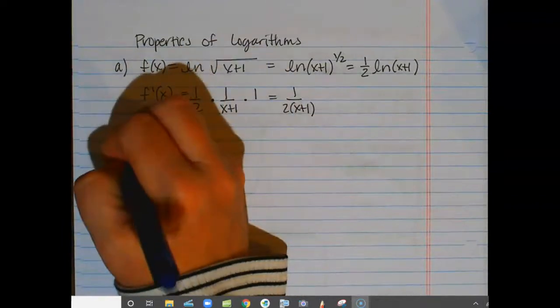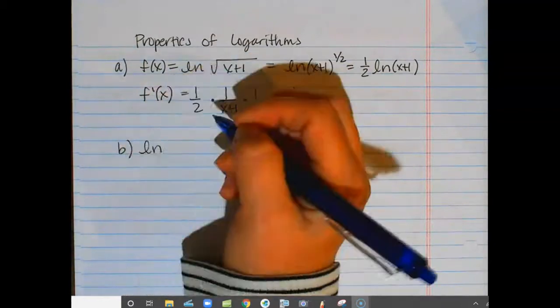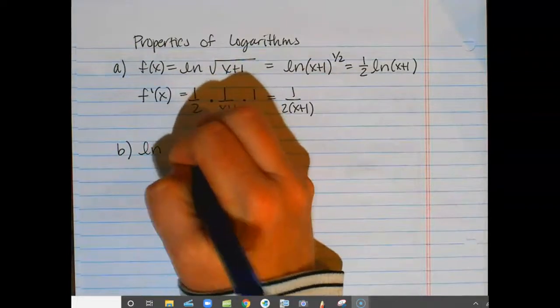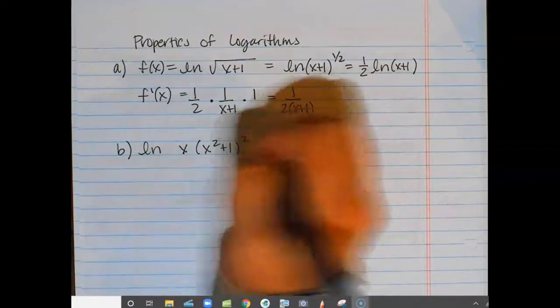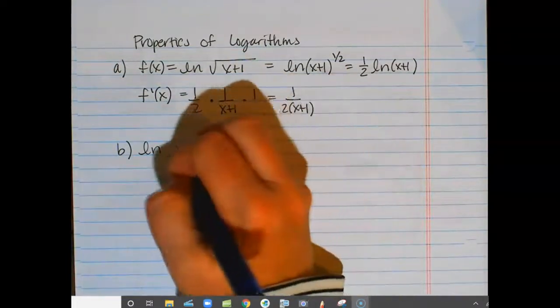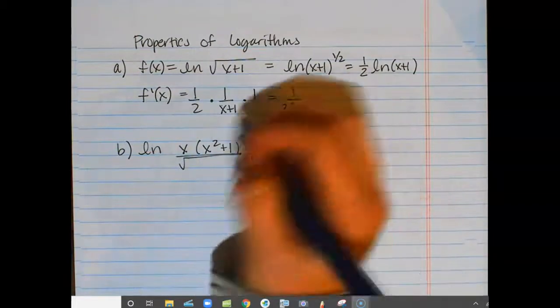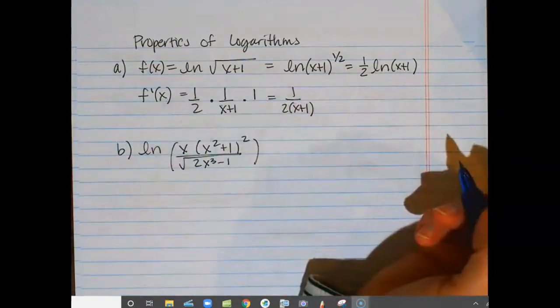So B is the natural log, and this is a fraction. So we've got x squared plus 1 squared over the square root of 2x cubed minus 1. So this is the entire argument for the natural log.